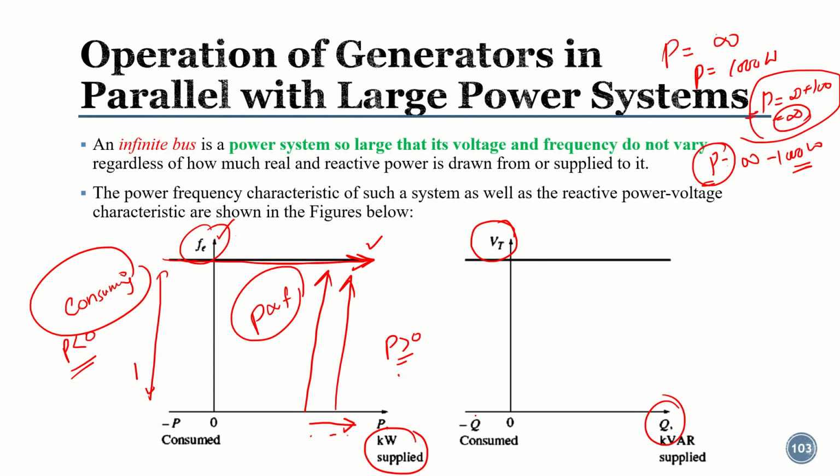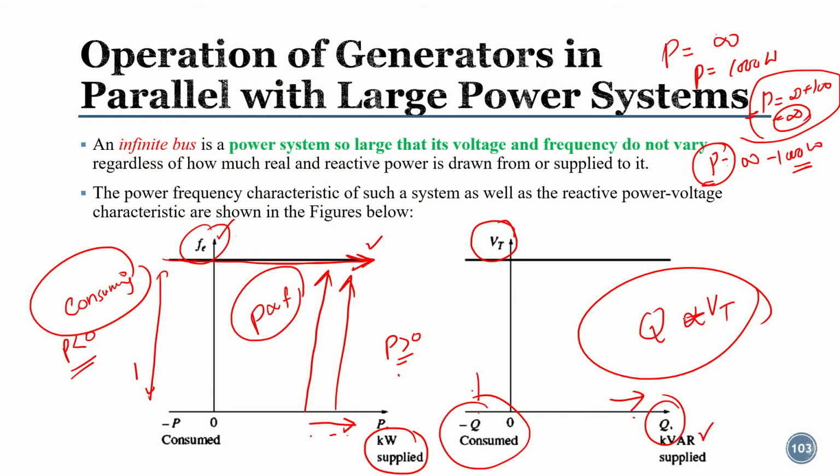So real power has a relationship with the frequency. And if you talk about reactive power, similarly positive reactive power will be supplied and negative reactive power will be consumed. So reactive power has a relationship with the terminal voltage. These are the things which you must focus on here. The real power has a relationship with the frequency.